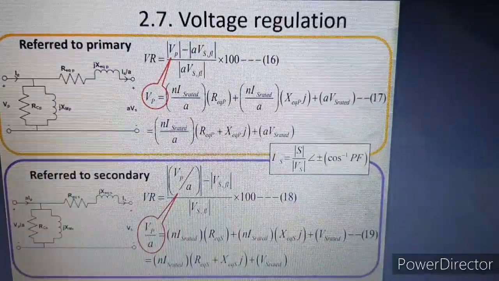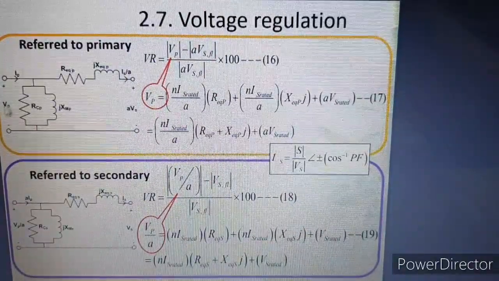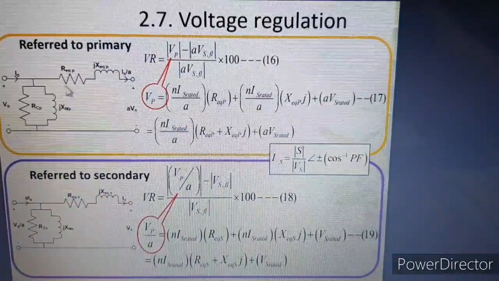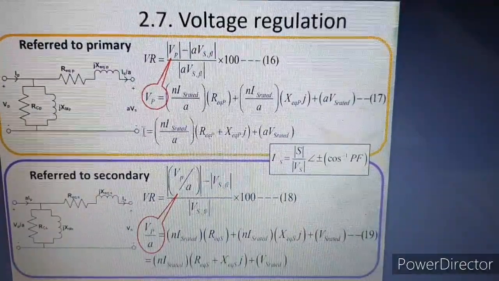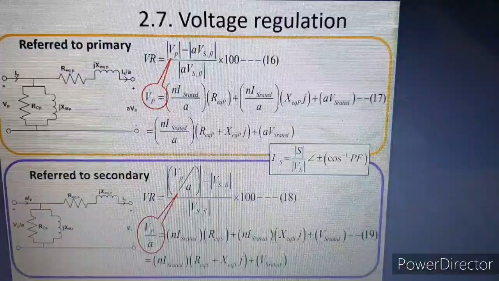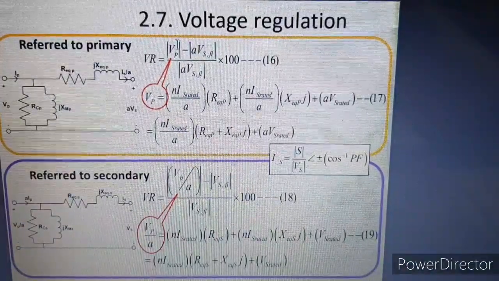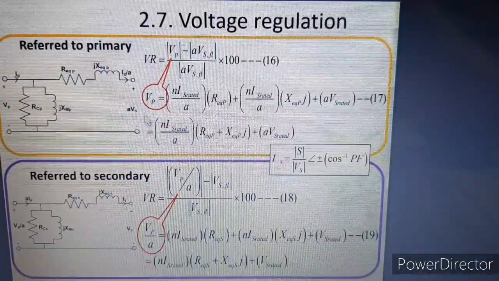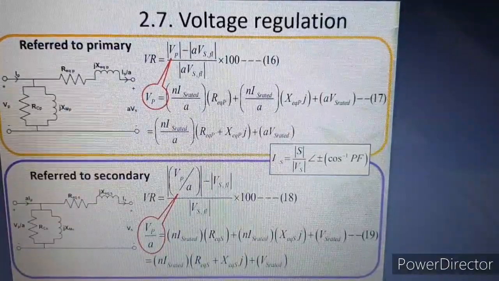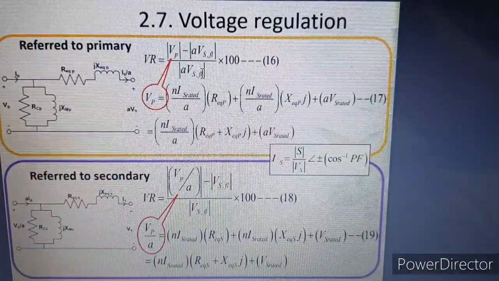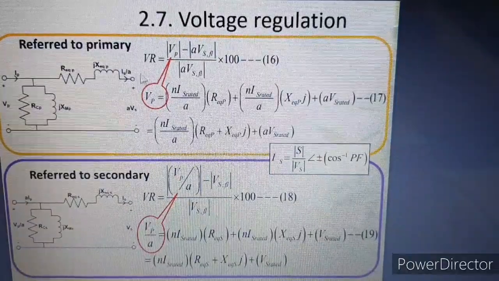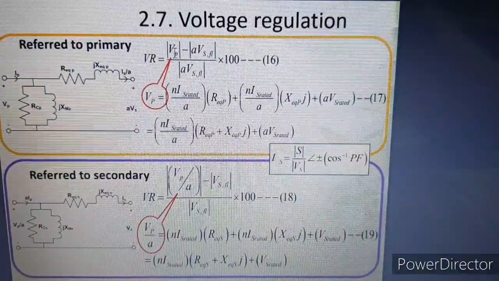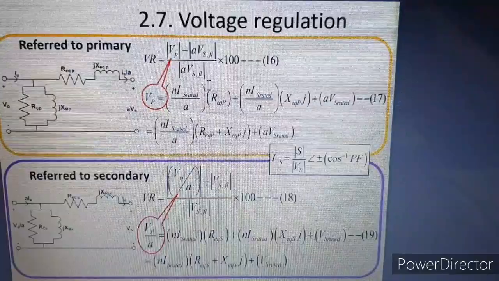So Vs no load for referred to primary is the front one. When we don't have any load here, no current will flow through the load, so the voltage here equals Vp. That's why Vs no load equals Vp. While Vs full load, just simply take the secondary voltage, the voltage across the secondary part, that is aVs. In other words, it's easier if we conclude that the formula for VR is front minus back divided by back: Vp minus aVs full load divided by aVs full load.